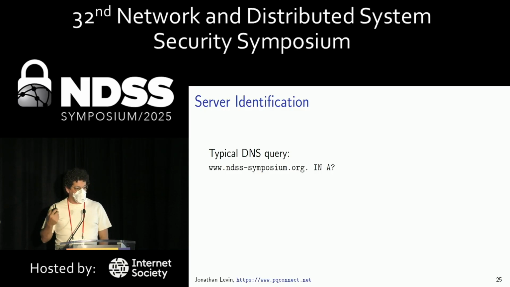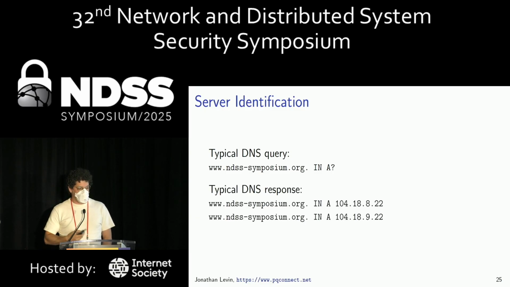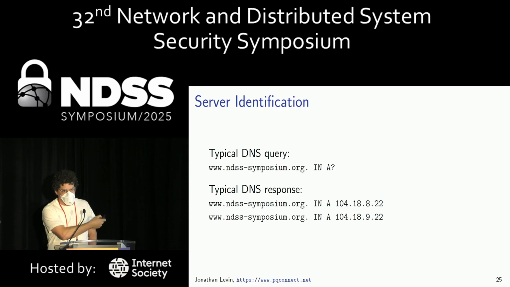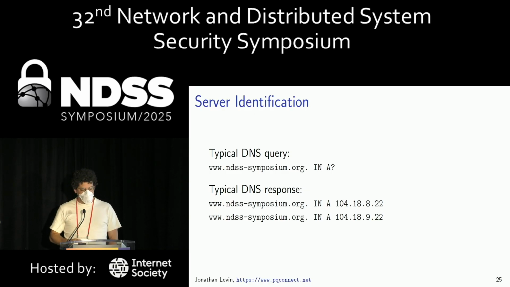So if you're, for example, doing a DNS query for the website www.ndsssymposium.org, you might send an IP version 4 lookup to a DNS resolver, and you might get a response that looks like this. You get an A record, in this case 2 A records, that associate the name of the site you're looking up to the IP addresses of the servers.